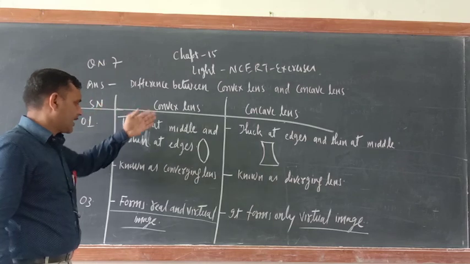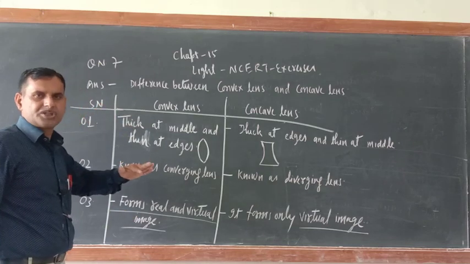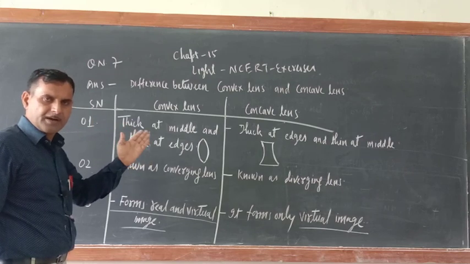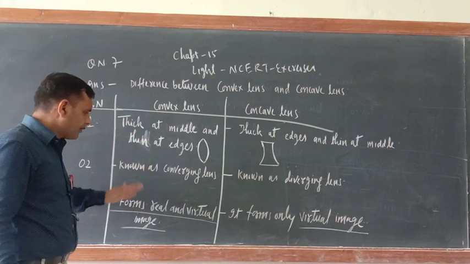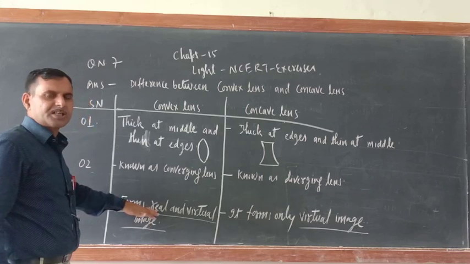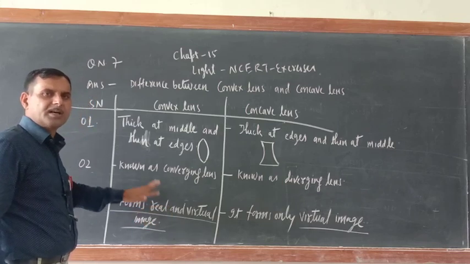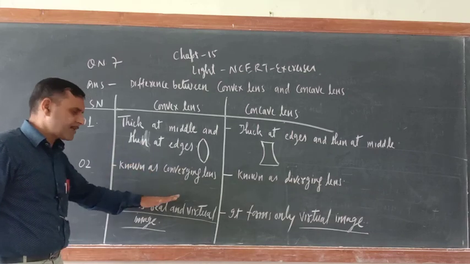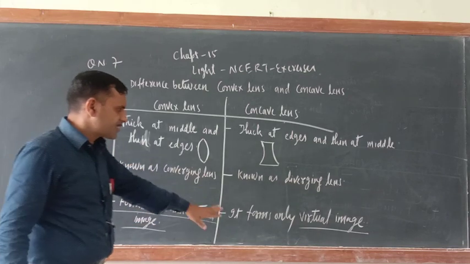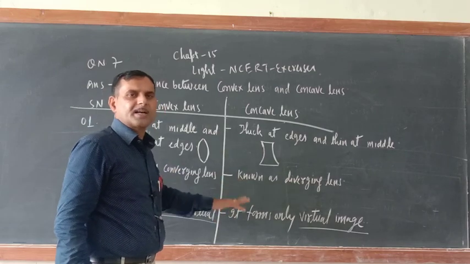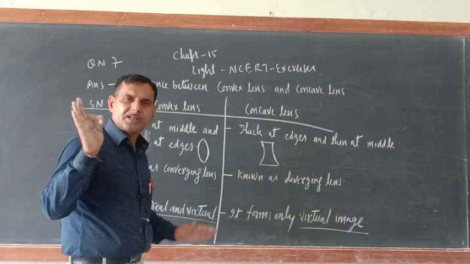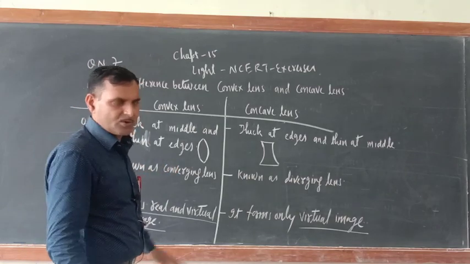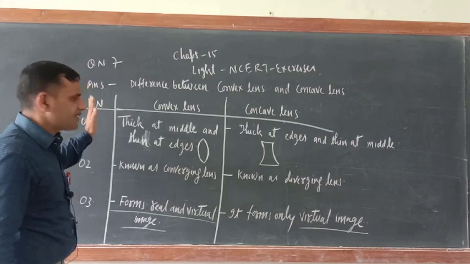So try to understand. For the convex lens, you have two conditions: when the object is placed close to it and when it is away from it. In one condition you will get the real image, in the other condition you will get the virtual image. Already you have written when you will get the virtual image and when you will get the real image. In the concave lens, in all cases you will get the virtual image only, whether you have placed the object near to the lens or away from the lens. In this way question number 7 is over.